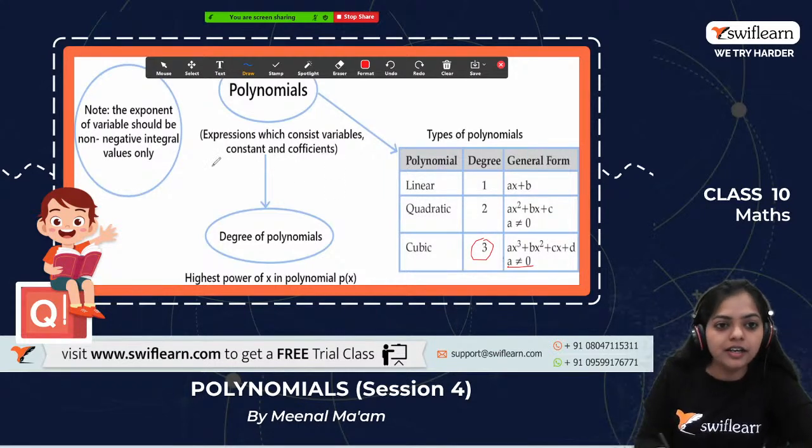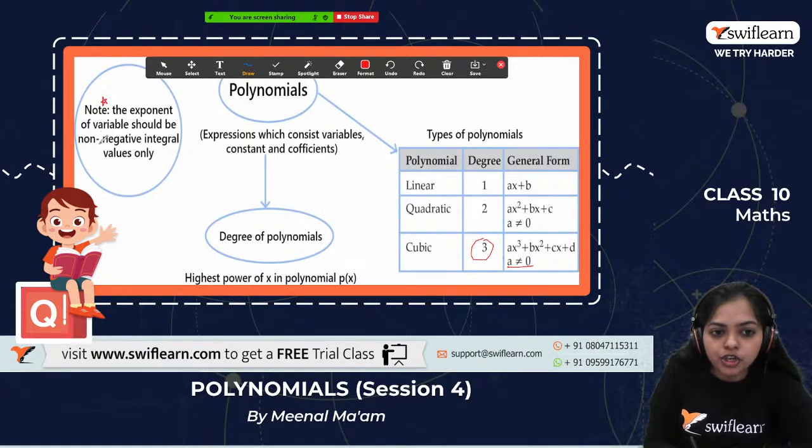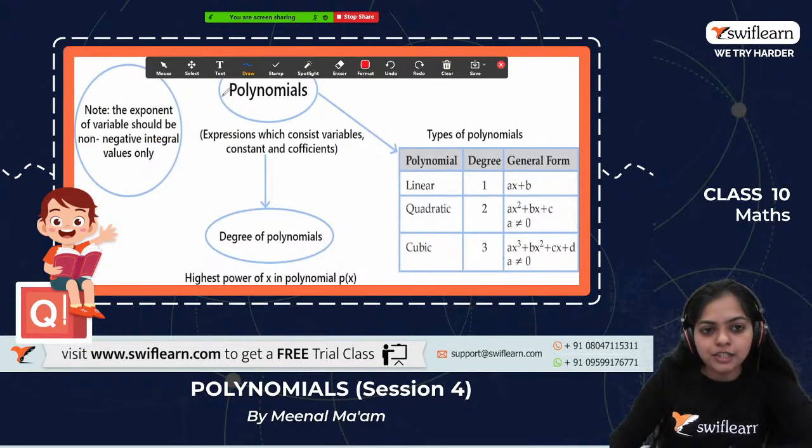Alright, and in all the sessions I have discussed this note: the exponent of variables should be non-negative integral values only. Then only will that expression be a polynomial. Got it? So the exponent should be a non-negative integral value only. Okay everyone, if you got this, let's move on to the next slide.